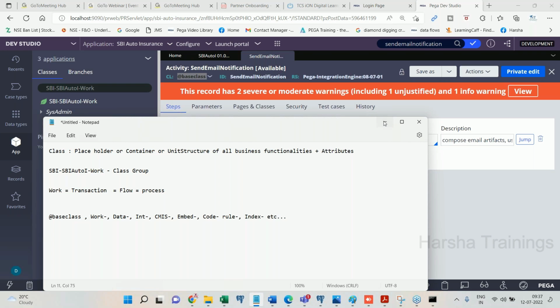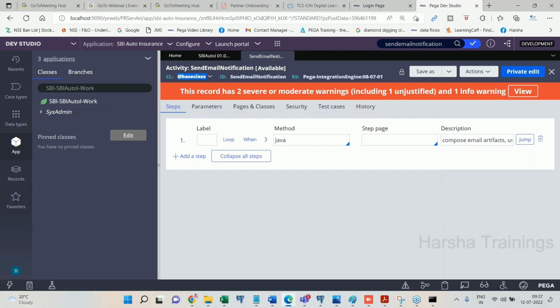Okay, there are some classes available in the Pega platform. Inside those classes, functionalities are there. You are clear now. Send email notification is there in the @base class. At the time when you have created your application, Pega has automatically created classes. Further, if you want to create business functionalities, where would you create? You have to create inside these classes.